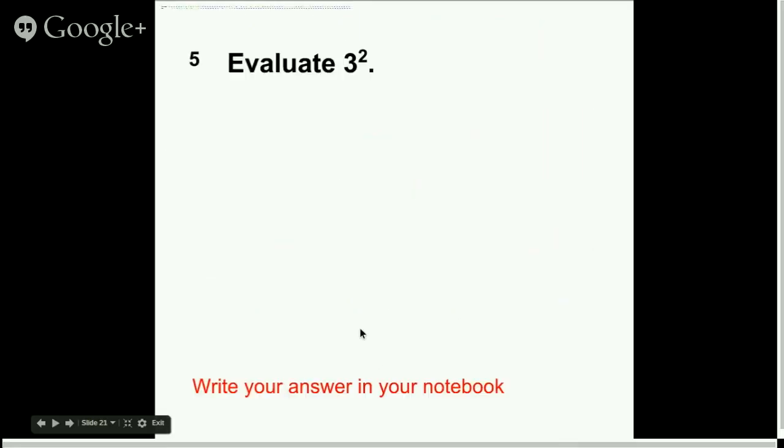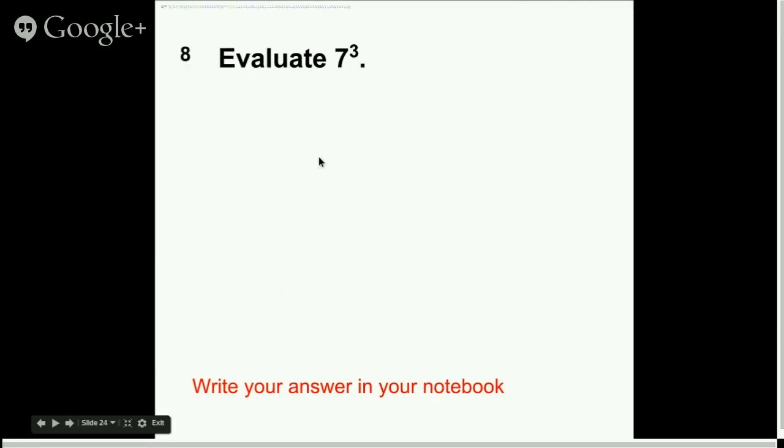Evaluate 3 squared, or 3 to the power of 2. Go ahead and pause it. Correct answer is 9. Evaluate 8 squared. Go ahead and pause it. The correct answer is 64. 8 times itself is 64. 8 times 8, 64. Evaluate 4 cubed. Go ahead and pause it. 4 cubed would be 4 times 4, which is 16. And then 16 times 4 is 64. So the answer to this is 64.